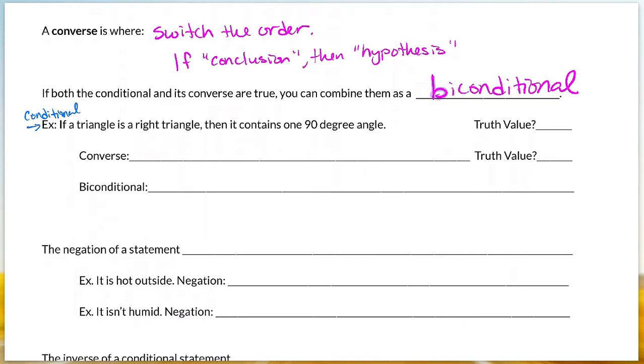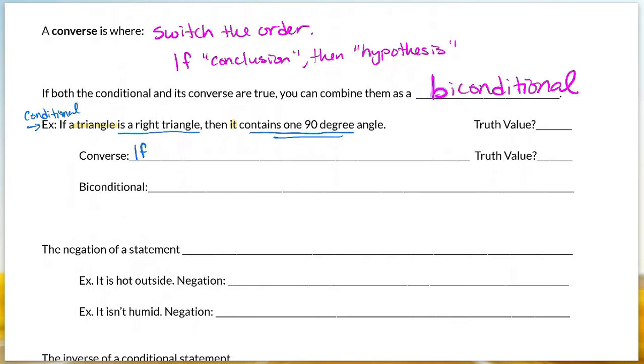It says, if a triangle is a right triangle, then it contains one 90-degree angle. So the converse to this, we're going to keep the noun at the beginning, a triangle. So that's going to stay where it is, and the word "it" is going to stay where it is. And we're going to flip the "is a right triangle" and "contains one 90-degree angle." Those parts are going to get flipped to make the converse, that switching of the order.